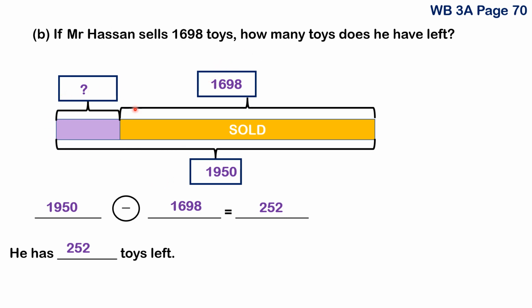So how do we find out how many toys he has left? We need to subtract. So 1,950 minus 1,698 to get 252. So he has 252 toys left.